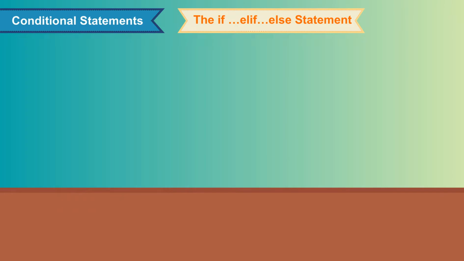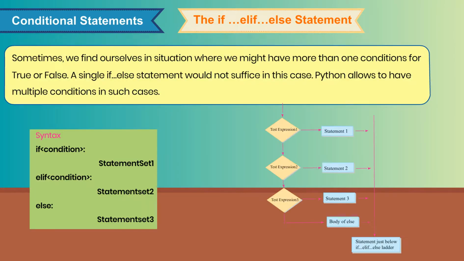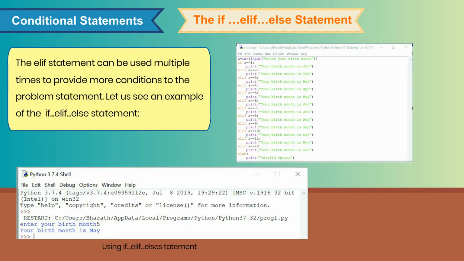The if-else-if-else statement. Sometimes we find ourselves in a situation where we might have more than one condition for true or false. A single if-else statement would not suffice in this case. Python allows us to have multiple conditions in such cases. The else-if statement can be used multiple times to provide more conditions to the problem statement. Let us see an example of the else-if-else statement.